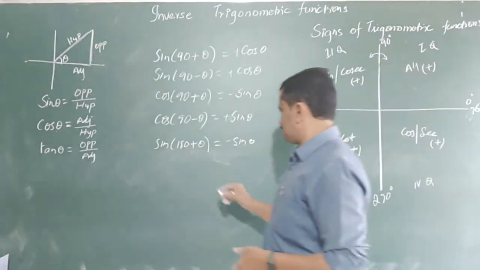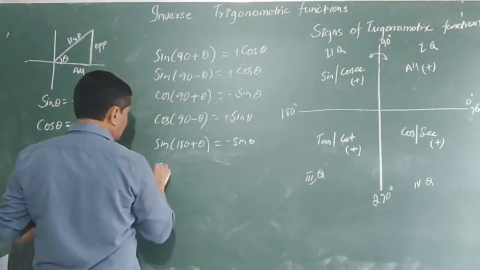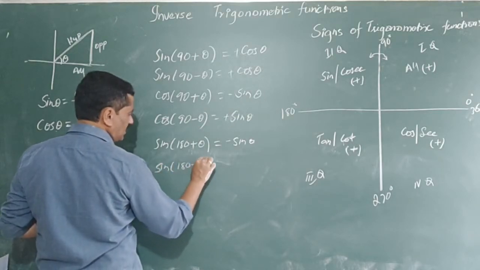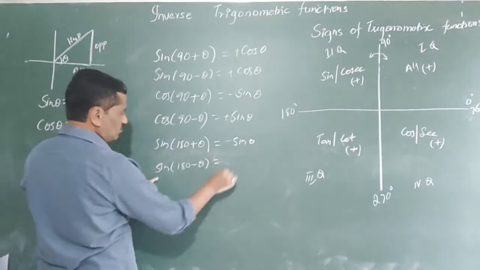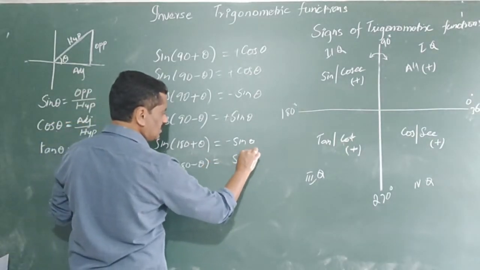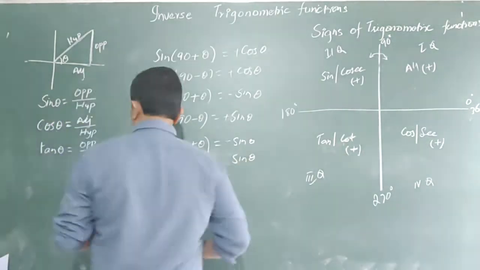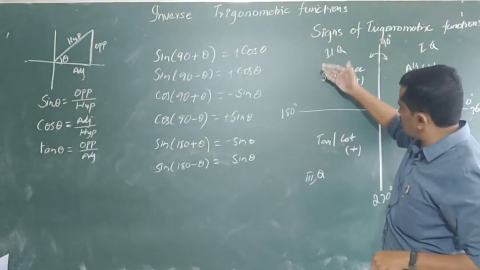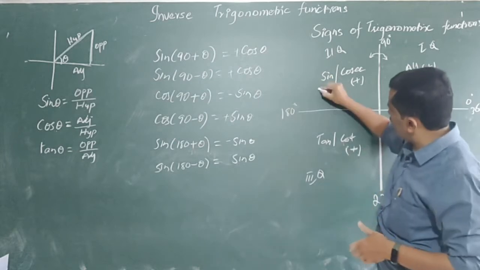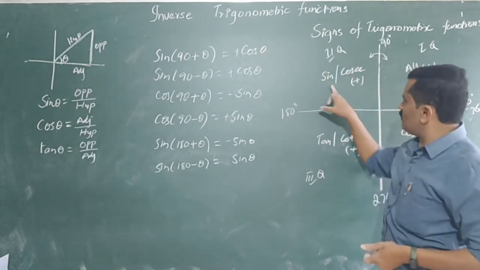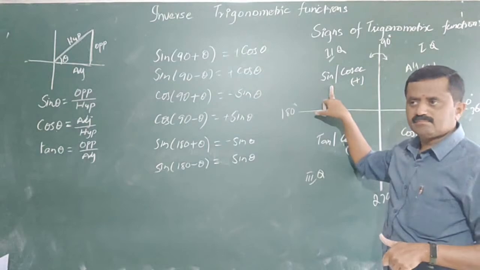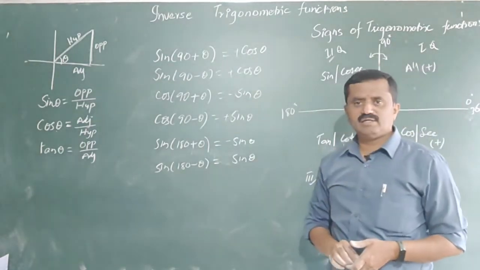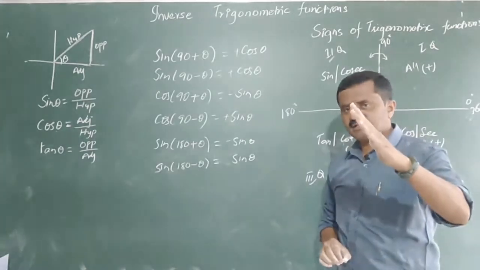Okay, again we have once again sin of 180 minus theta, that is equal to sin theta. So 180 minus theta comes in which quadrant? 180 minus comes once again in the second quadrant. In the second quadrant, sin is positive. So therefore that is plus sin theta. Okay, dear children, understand this again.